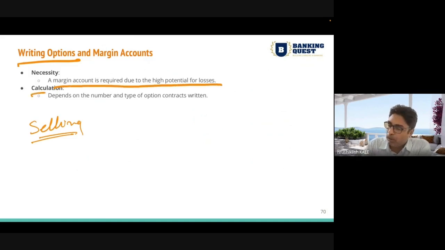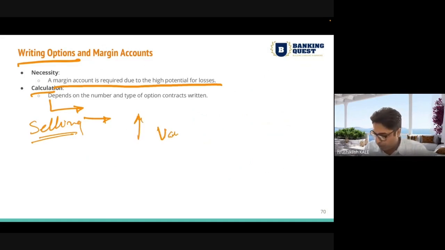How do you calculate the margin? Every exchange has its own idea of calculating the margin. So, if high volatility is there, margin will be higher. If low volatility is there, margin will be lower.